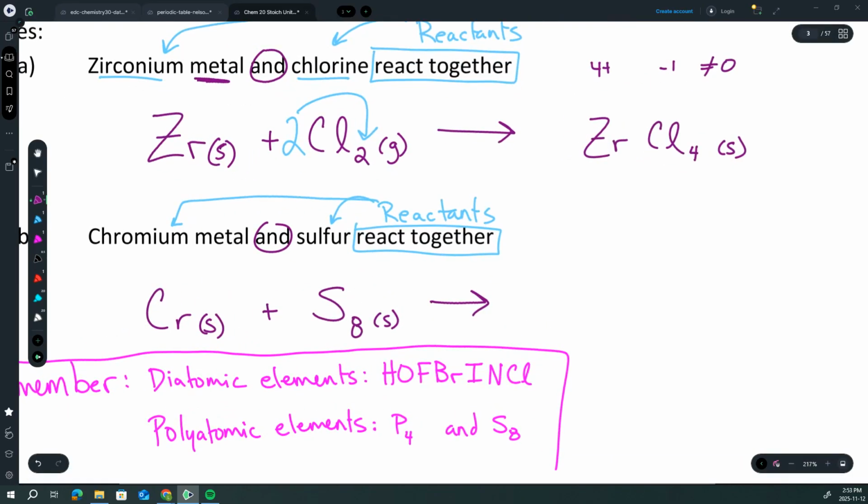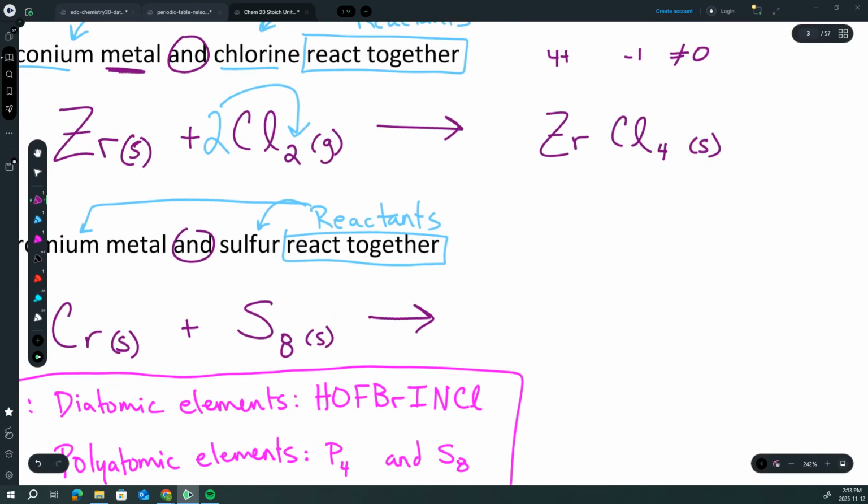All right, so reaction arrow, now we got to predict our product. So since we have 2 elements reacting together, it's a formation reaction, and we need to create a compound that has both of these elements in it. Okay, so we have chromium sulfide.